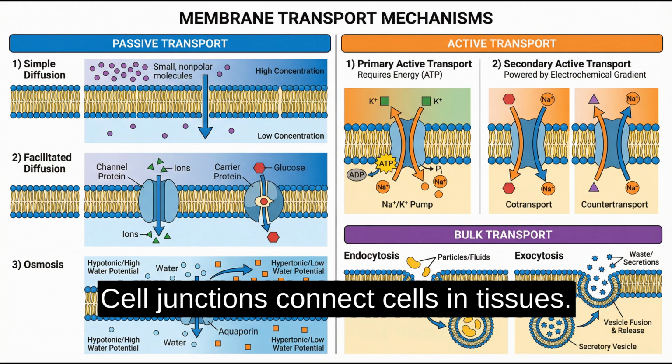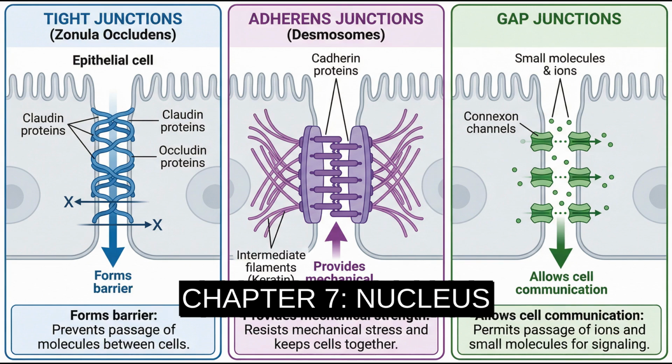Chapter 10: Endoplasmic Reticulum. The endoplasmic reticulum is a network of membrane-enclosed spaces. Rough ER is studded with ribosomes and synthesizes proteins for secretion or membrane insertion. Proteins are folded and glycosylated in the ER lumen.